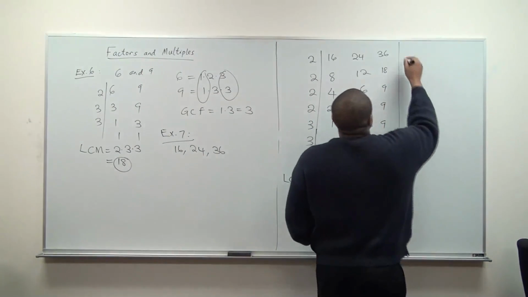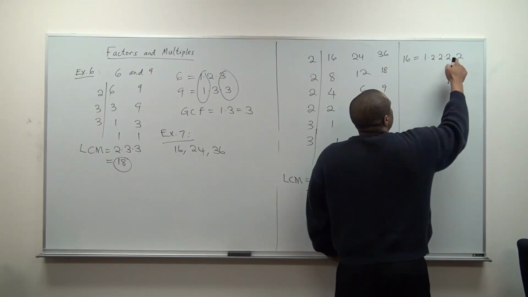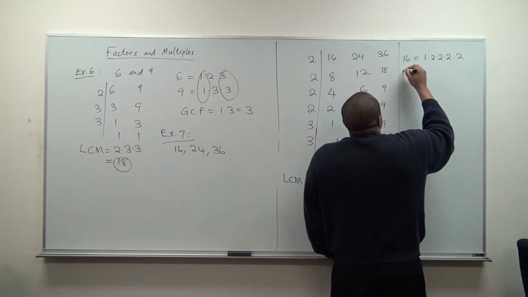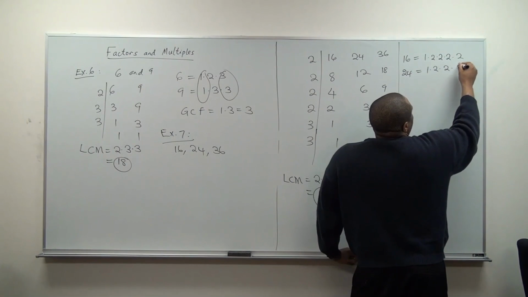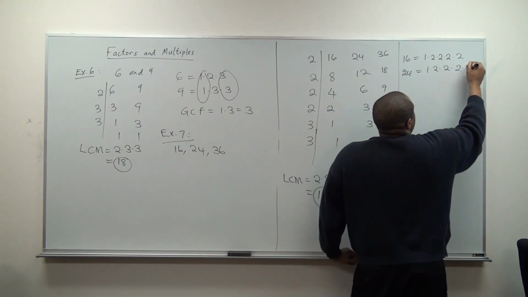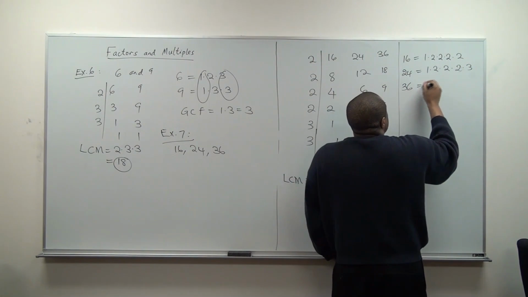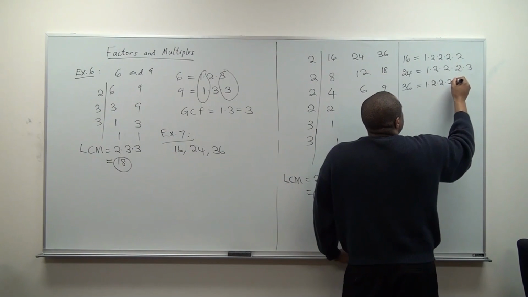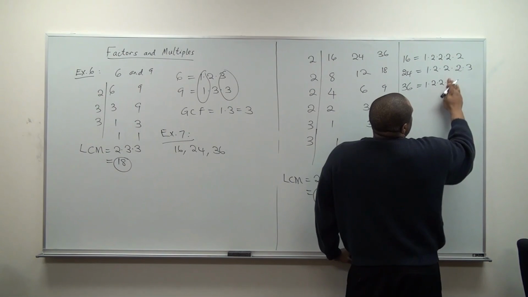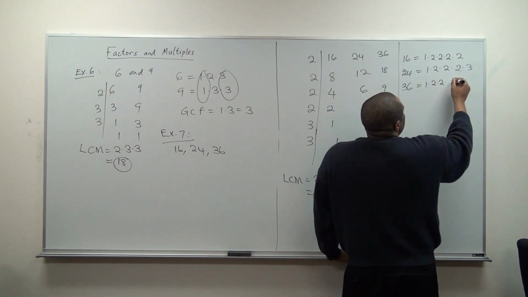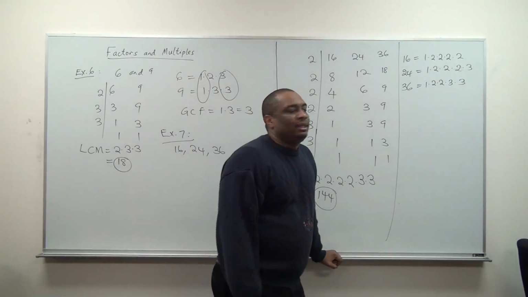Now the GCF. 16 is 1 times 2 times 2 times 2 times 2: 2, 4, 8, 16. 24 is 1 times 2 times 2 times 2 times 3: 2, 4, 8, 24. And 36 is 1 times 2 times 2 times 3 times 3: 2, 4, 12, 36.